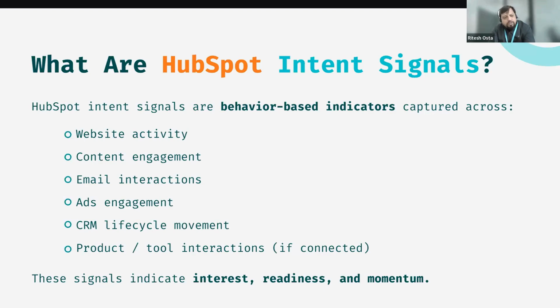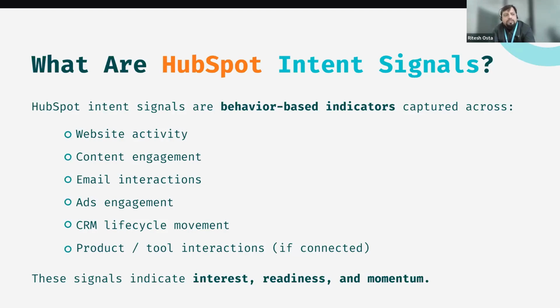All you have to do is just put the tracking code of HubSpot in your website. Boom, it is done. It takes maybe not more than 10 minutes to do that. Okay, content engagement, right? If you're using HubSpot CMS, or even if you're not, you can put the HubSpot tracking code in your blogs and your white papers, landing pages, and so on, and you can track the content engagement.